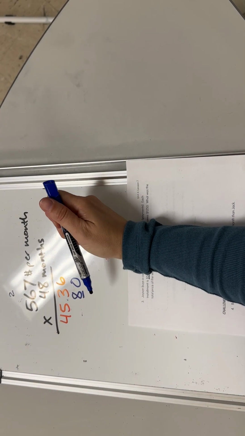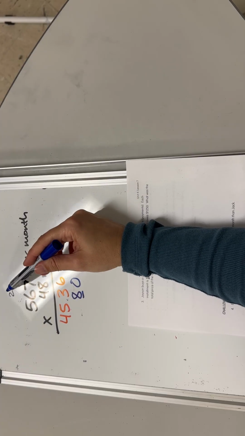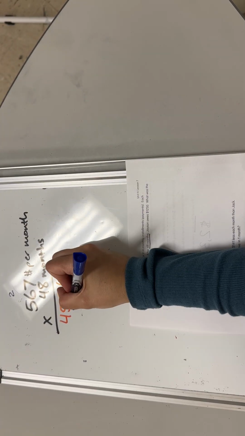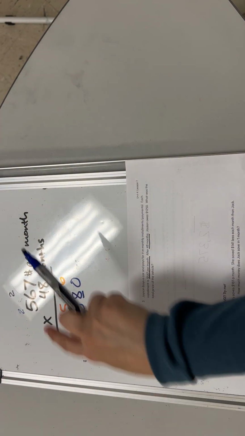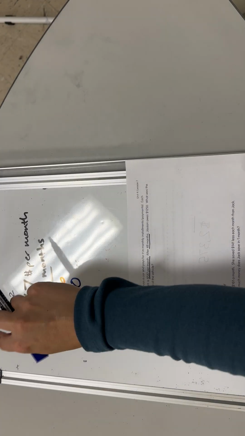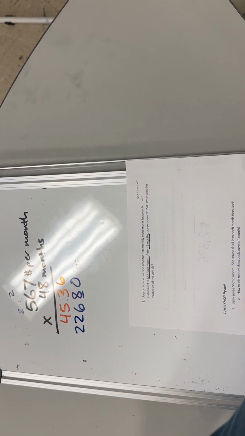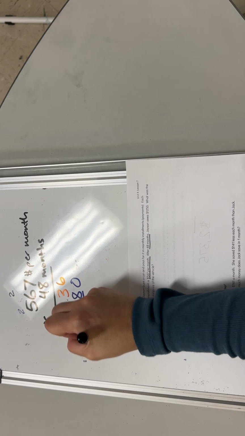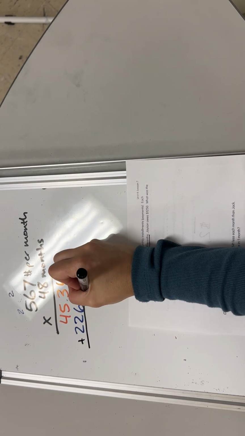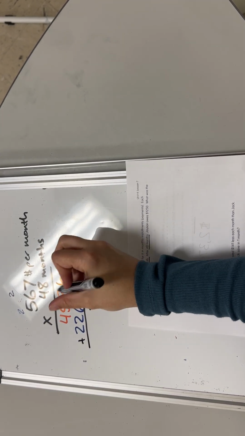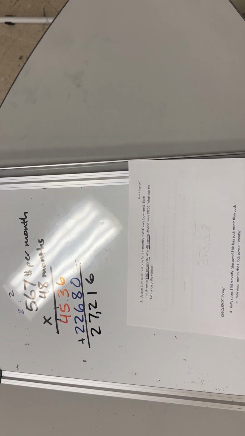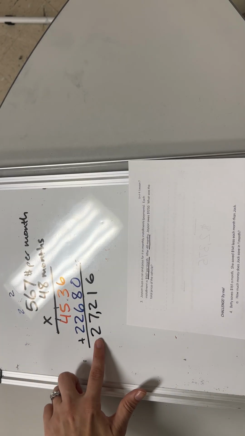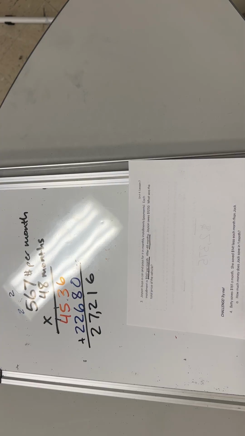Next, we're going to do 4 times 6, which is 24. 24 plus 2, which is 26. I'll place the 6 and carry the 2. Then we're going to do 4 times 5 to get 20, plus 2 is 22. I'll add these two partial products together. And I end up with 27,216. But I'm not done because all this number tells me is how much he has paid.